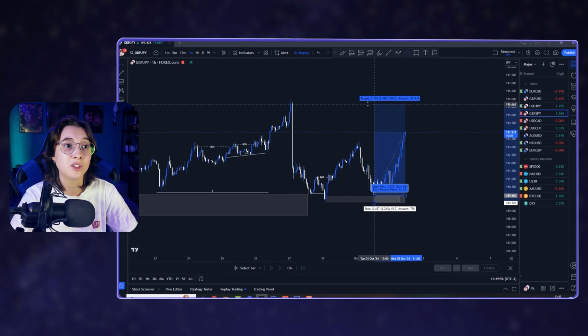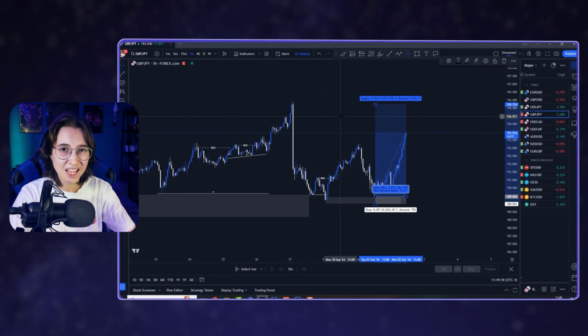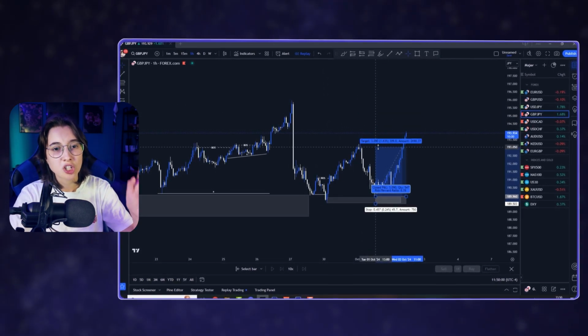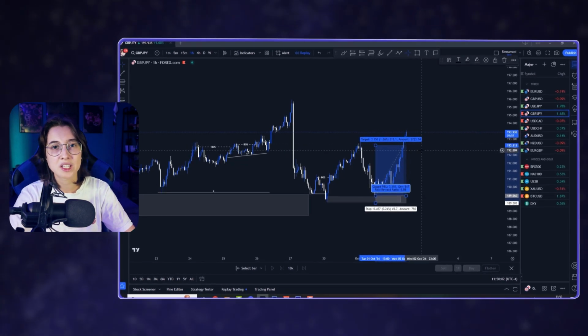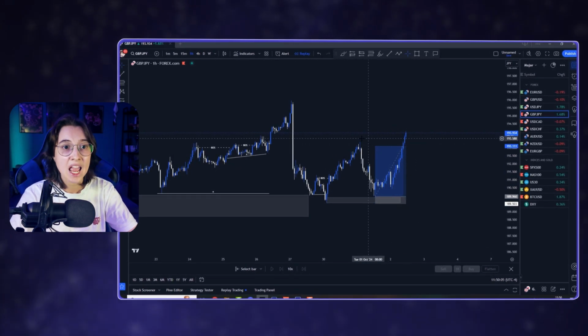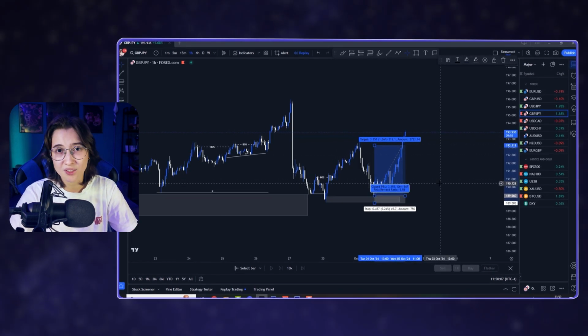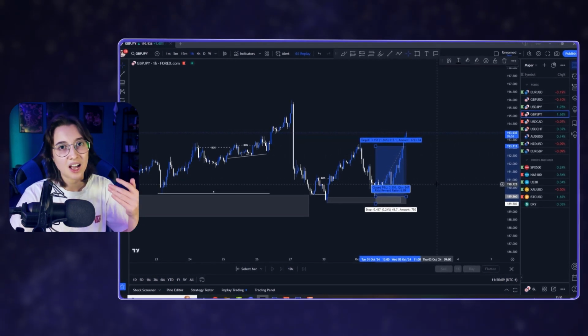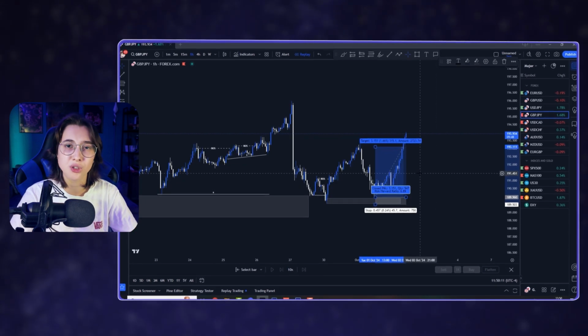Maybe it will even hit the final take profit right here that we had at the beginning, but again, it's more conservative and it's just safer to close it at a reasonable high. And as you can see, this is already a 1:7 risk reward ratio, so this is already a very good trade and a really good take profit. You don't need any more.